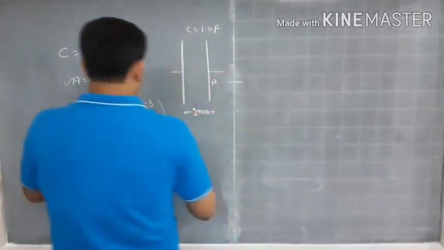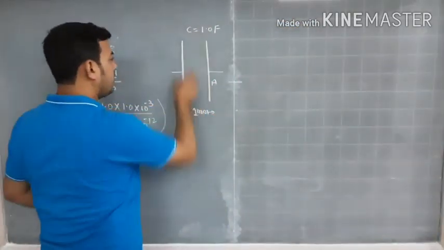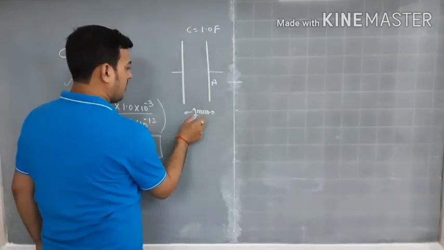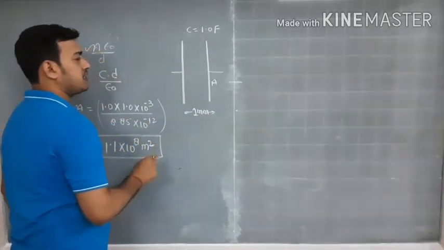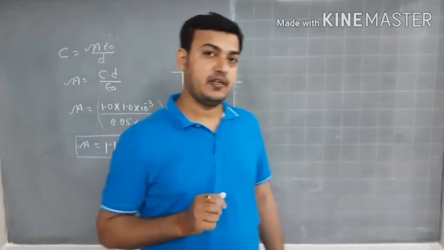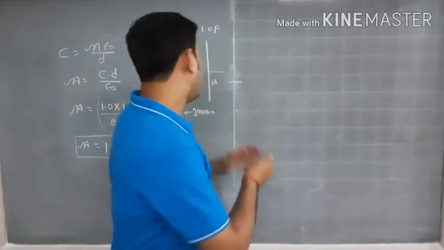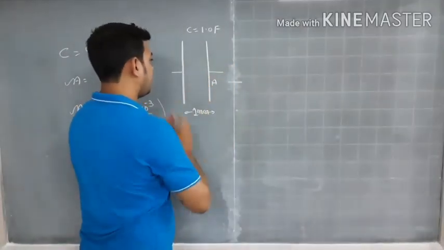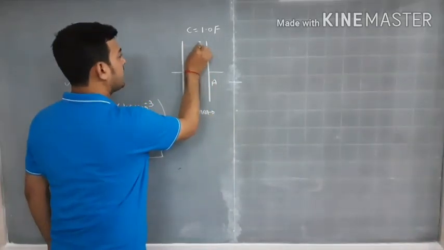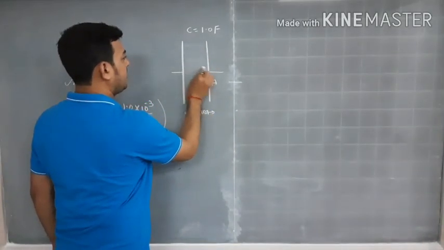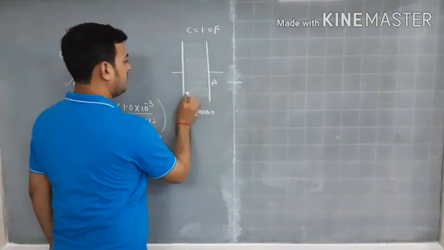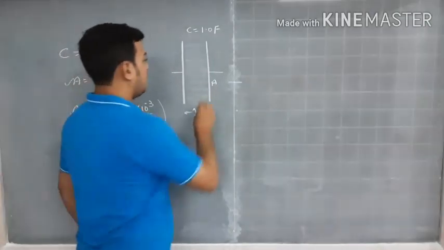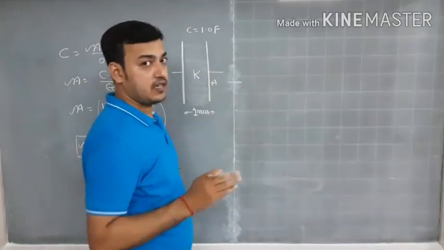So if I want to decrease the area, I have to reduce this separation, and that can be done with the help of a dielectric medium inside it. So suppose that I have filled the space with a dielectric of dielectric constant K.